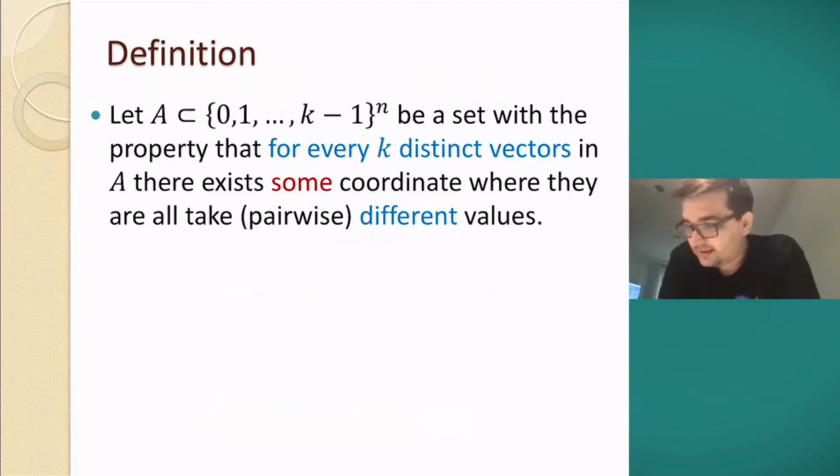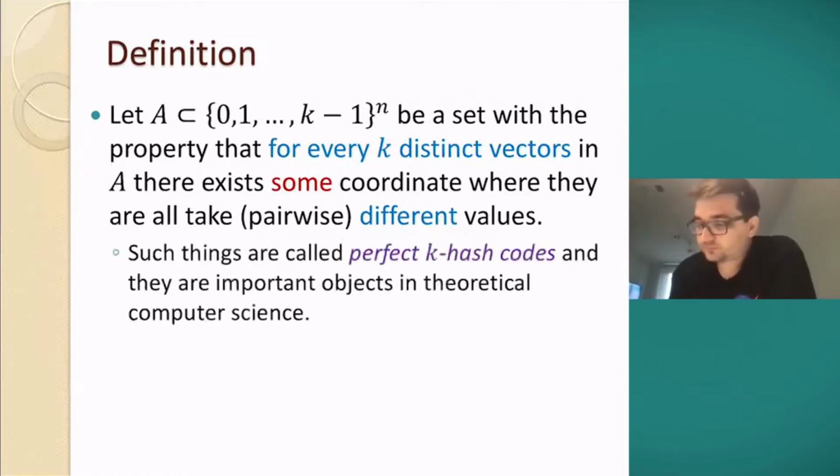A set A in this box with k letters, let's call them from 0 up to k minus 1, so n-dimensional vectors with coordinates in the set. We're going to look at sets that have this property: for every k distinct vectors in A, there is some coordinate where all of them get pairwise distinct values. And such things are called perfect k-hash codes.